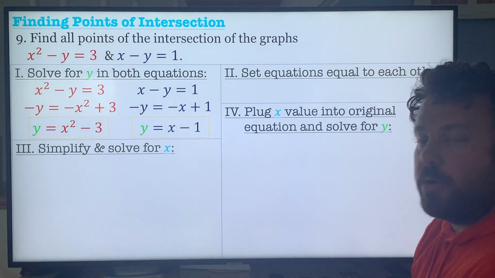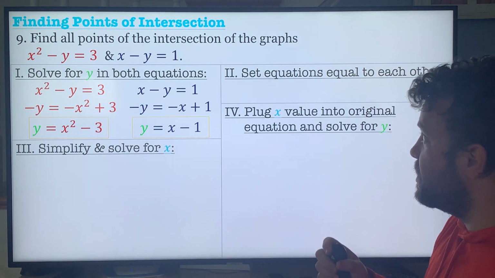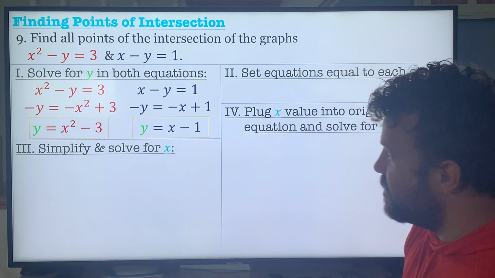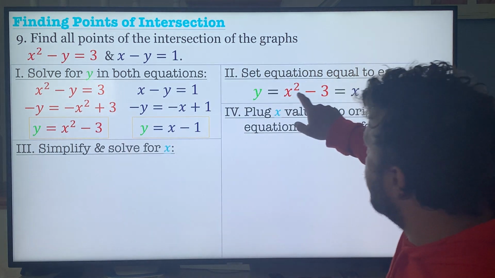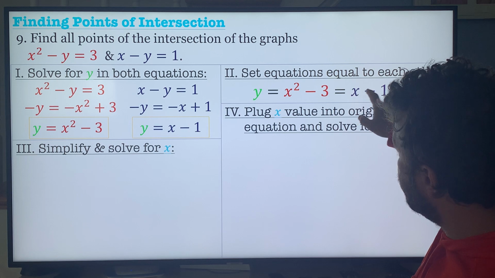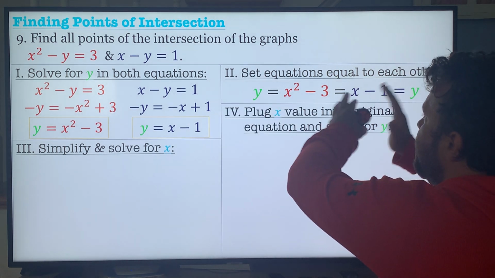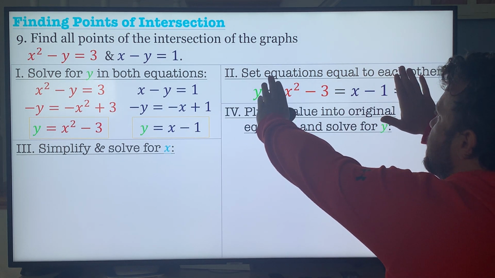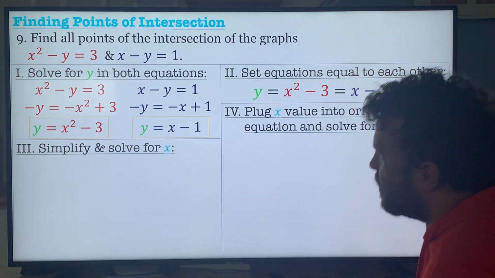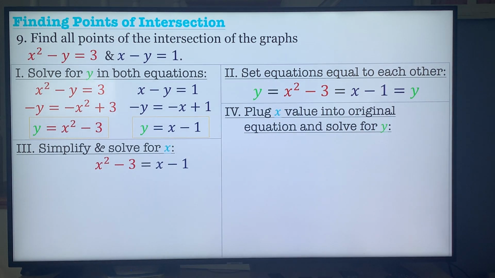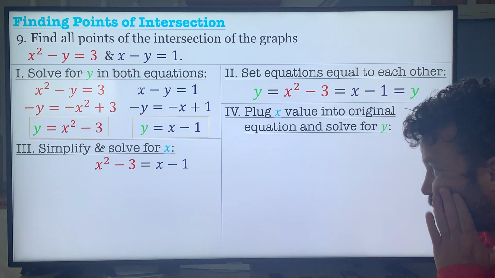Now, both equations equal y. So what can I do to both equations? I could set them equal to each other. So y equals x squared minus 3, which equals x minus 1, which equals y. All this stuff equals each other. So all I really care about is the middle. I know that x squared minus 3 equals x minus 1.